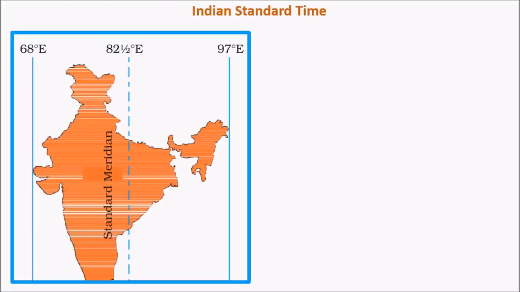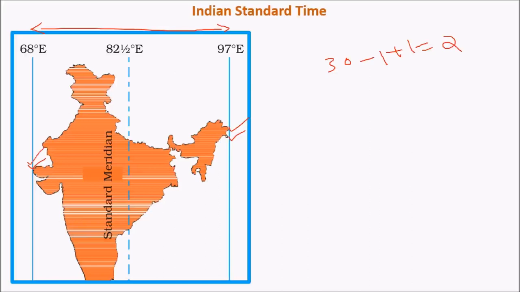Now, if you take India, it is spread about 30 degrees. It has a 30 degree east to west extent. 15 degrees corresponds to 1 hour, so 30 degrees would correspond to 2 hours. So the difference between Arunachal Pradesh and parts of Gujarat would be about 2 hours. For example, if the sun rises here at 6 o'clock, it would still be dark in Gujarat at 6 o'clock, and the sunrise there would be at 8 o'clock.